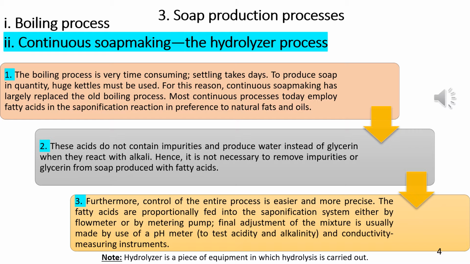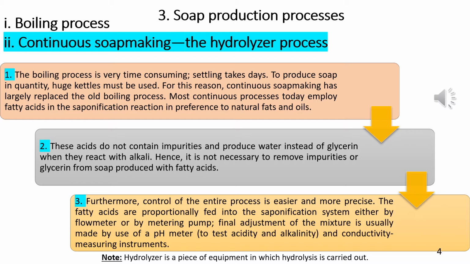So here the reactants are fatty acids and alkali, and the products are water and soap instead of glycerine and soap. So in this process the glycerine is not produced, so it is not necessary to remove the impurities or glycerine from the soap that is produced with fatty acids.